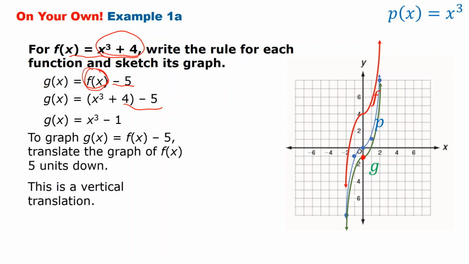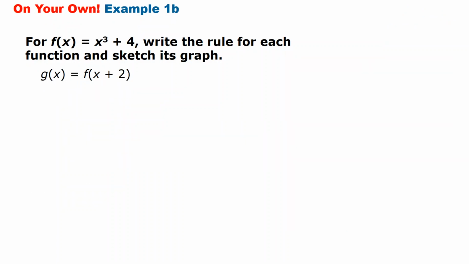So to graph g of x equals f of x minus 5, we translated the graph f of x 5 units down. And this is called a vertical translation. Okay, try one more on your own. Turn the video off and give it a try.